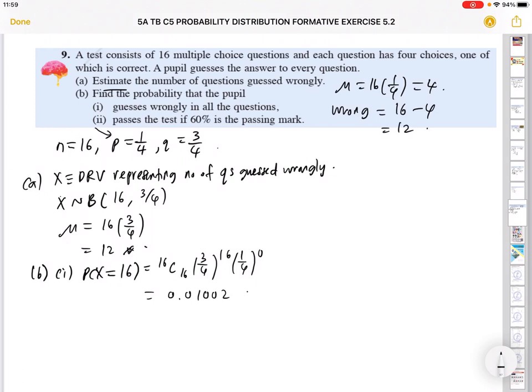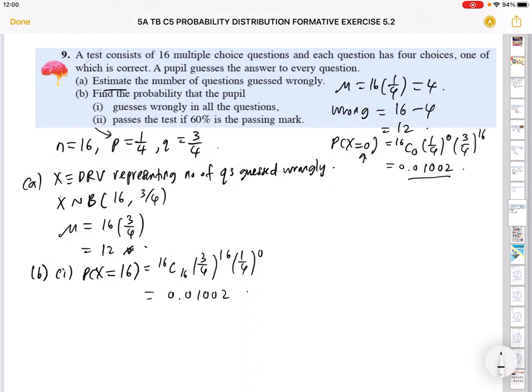And then for the number of questions guessed wrongly, what does it mean? All wrong means 0 correct. 0 correct is 16C0, p 1 over 4 power 0, q 3 over 4 power 16. Guess what? You get the same answer. So just so you know, if you don't want to redefine it, then you just find the number of questions you guess correctly, then take total minus. As for probability, we know if you guess all wrongly, that means you get 0 correct.